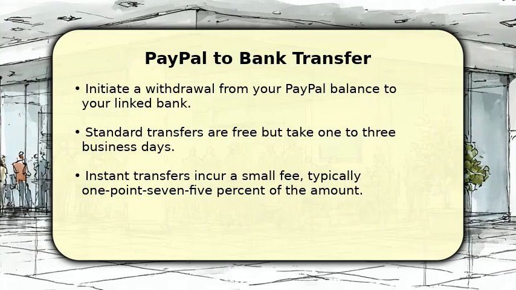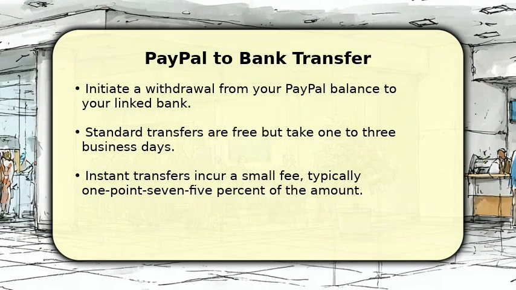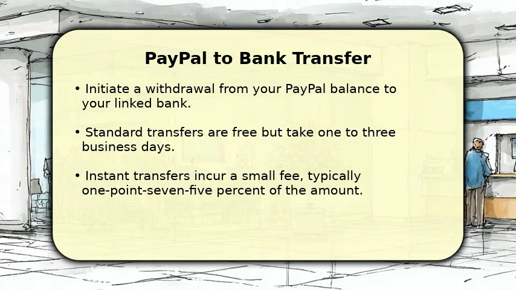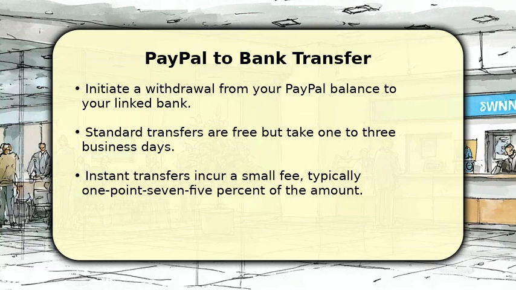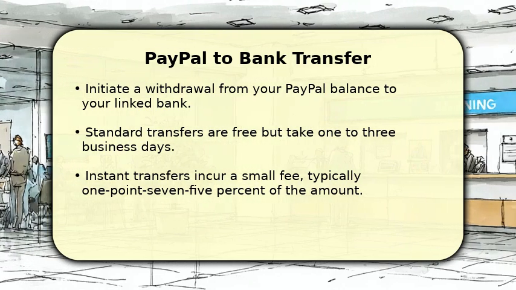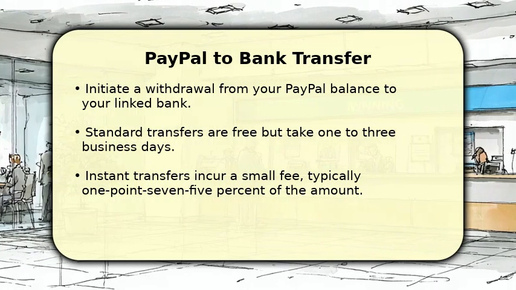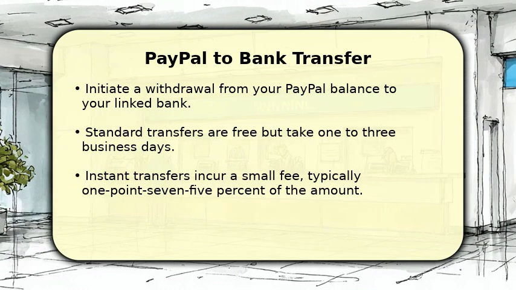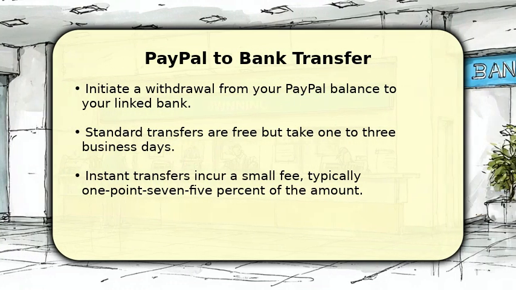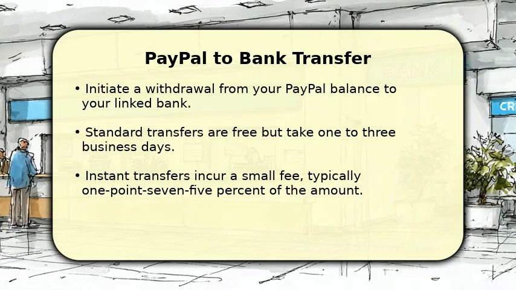Once your bank is linked and verified, you can transfer money from your PayPal balance. Go to your PayPal wallet and select Transfer Money. You will choose your linked bank account as the destination. Standard transfers usually take between 1 and 3 business days to complete and are free of charge. For immediate access to your funds, an instant transfer option is available, though it typically involves a small fee of about 1.75% of the transferred amount.